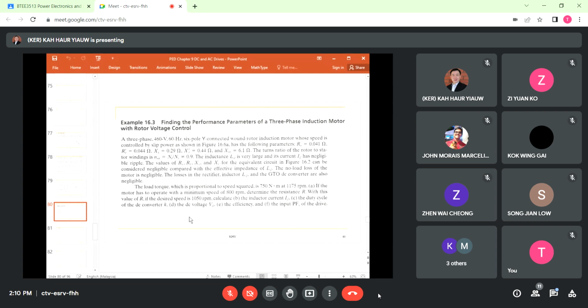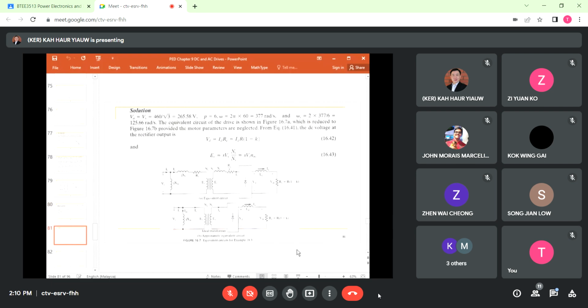With this value of R, if the desired speed is 1050 rpm, calculate B. The inductor current ID, C. The duty cycle of the DC converter K, D. The DC voltage VD, E. The efficiency, and F. The input power factor of the drive. The solution is provided to you here.